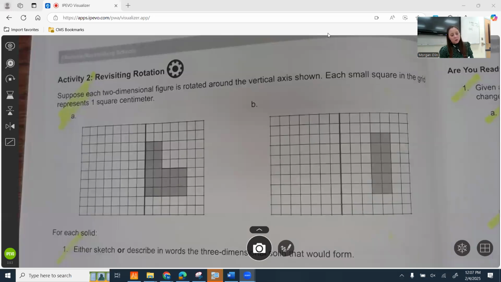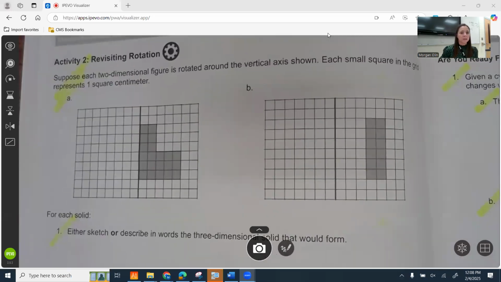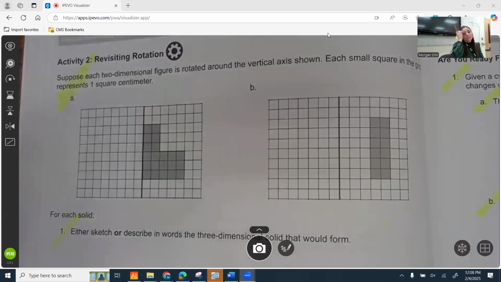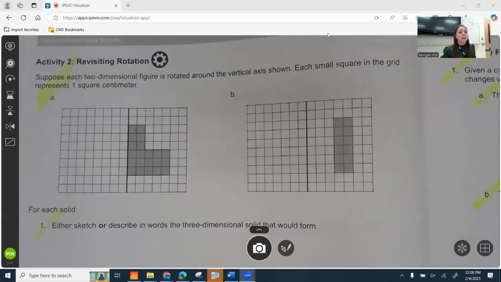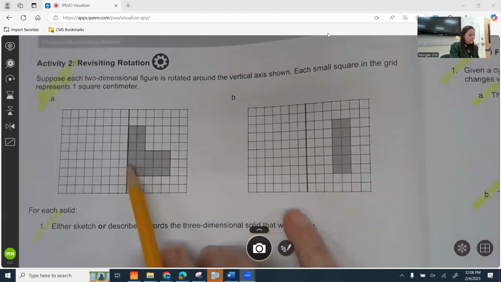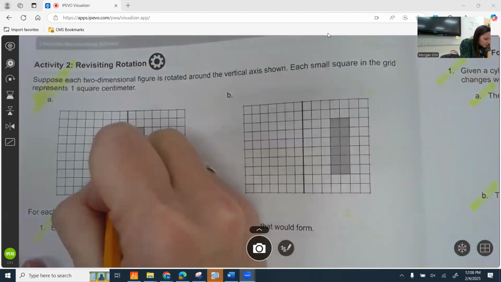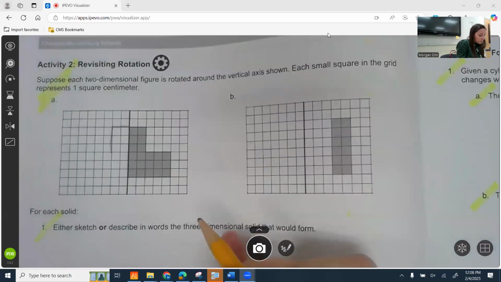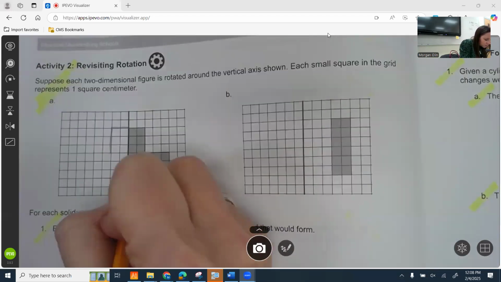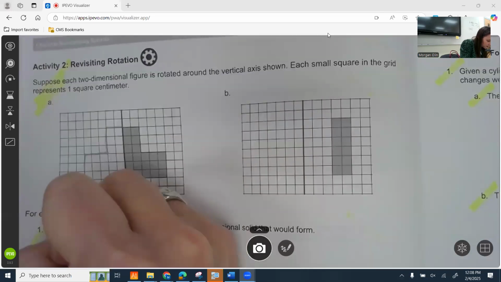Now, they gave us the actual figures there, those 3-dimensional figures. Now, let's think about what we did yesterday. Suppose each 2-dimensional figure is rotated around the vertical line shown. I'm going to start with this one. All right, so let's think about it. If I rotate it, think you're going to reflect it. So it's going to be the same, 1, 2, 3, 4, 5. So it's going to go all the way to here.